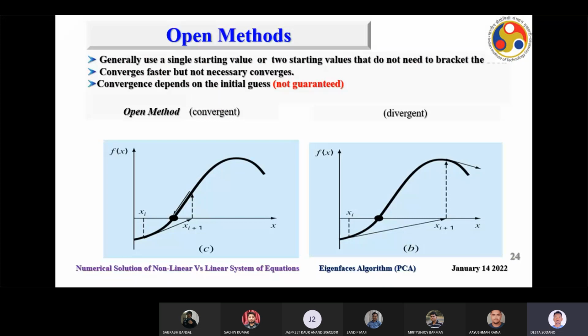This open method is the second method: Newton method, fixed point iteration method. So what about the behavior of open method compared with bracketing method? This generally starts from a single value that we assign. Why? Because there is no guaranteed convergence for any function. So this method will either converge or diverge. This is the behavior.